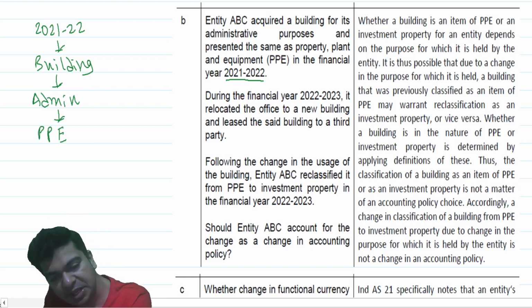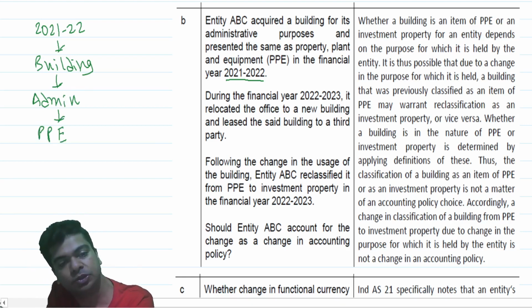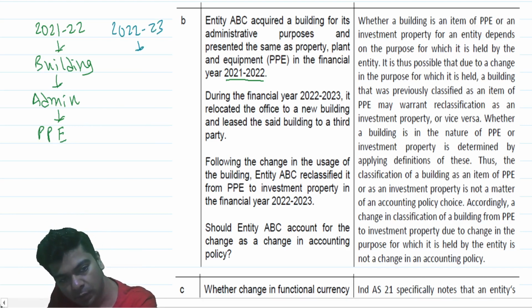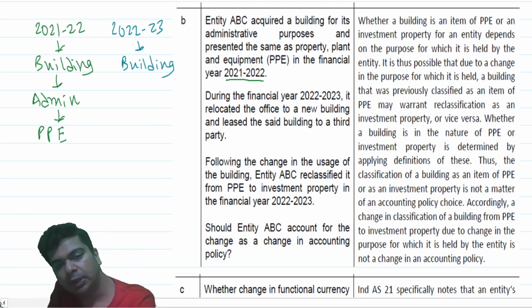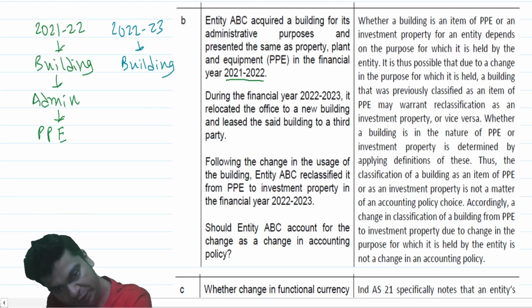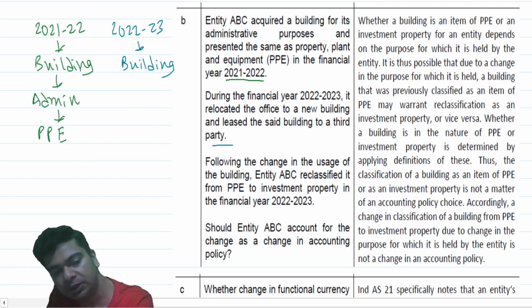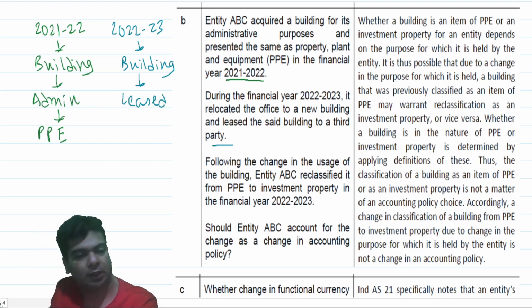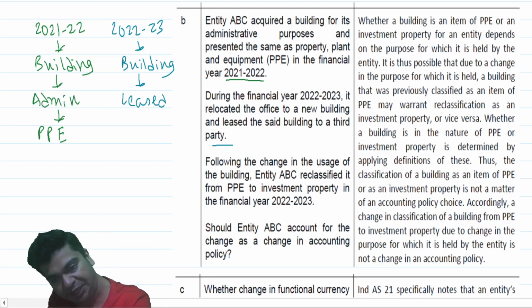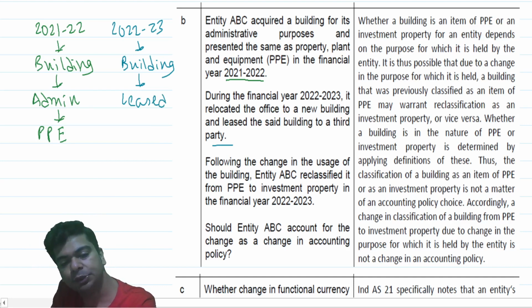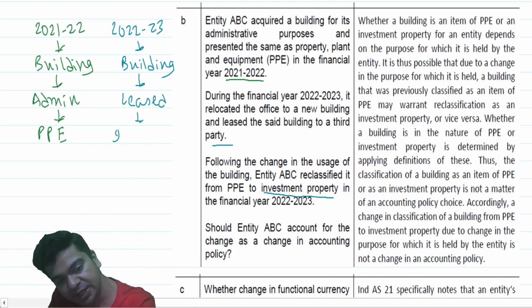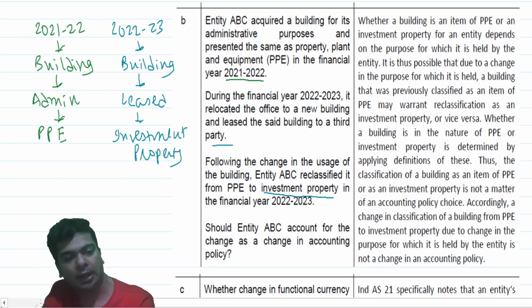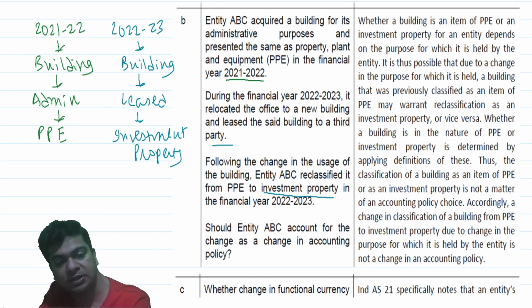Okay. Then they are saying during the financial year 2022-23, they are referring to the next year now. Okay, what are they saying now? They are saying that it relocated the office to a new building and leased the said building to a third party. This building is now leased to a third party. They say following the change in the usage of the building, entity ABC reclassified from PPE to investment property. Now you are saying that this building is an investment property. I believe till here there is nothing wrong. This is how it should be done.